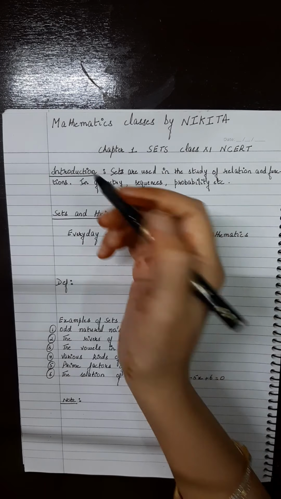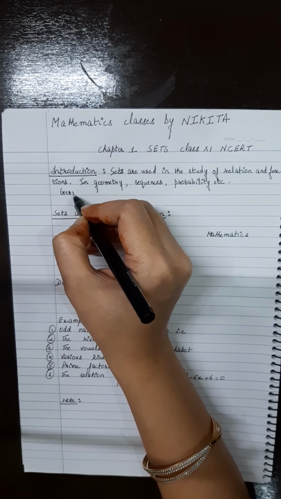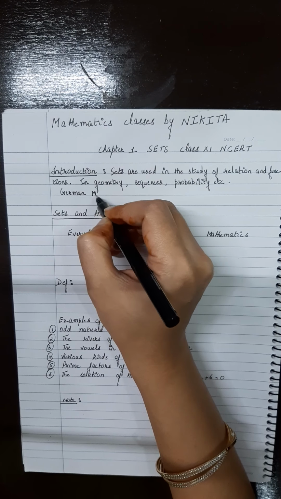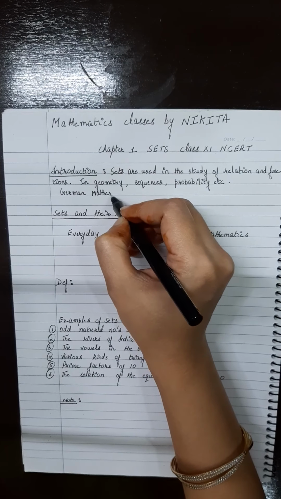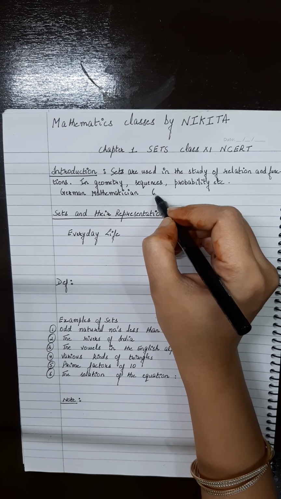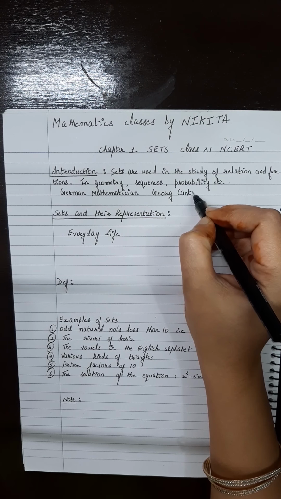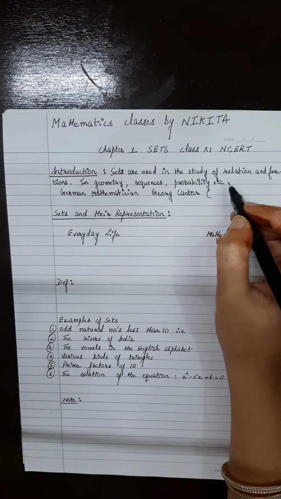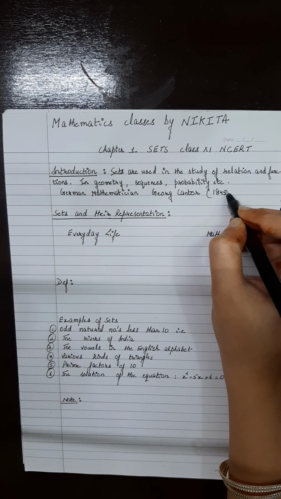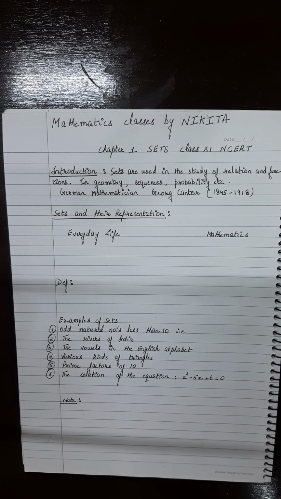Who developed it? The theory of sets was developed by a German mathematician whose name was Georg Cantor, and he lived through, so in between this time he developed the theory of sets. Now let's see what is the definition of sets and how to represent them.